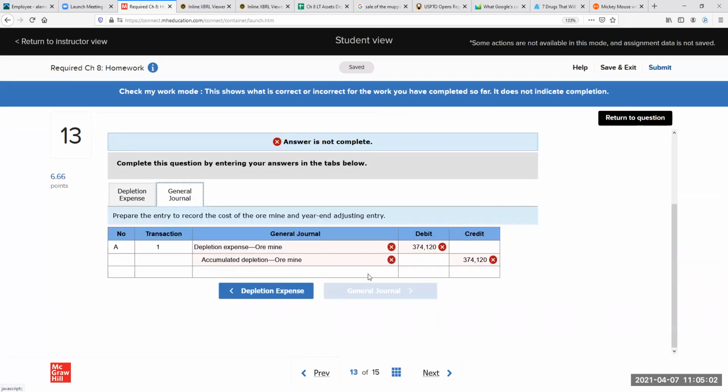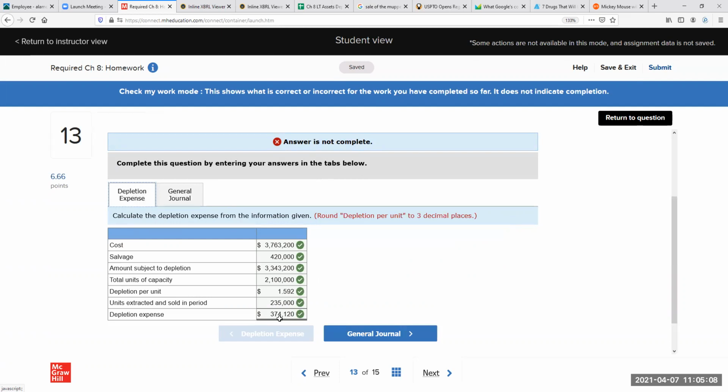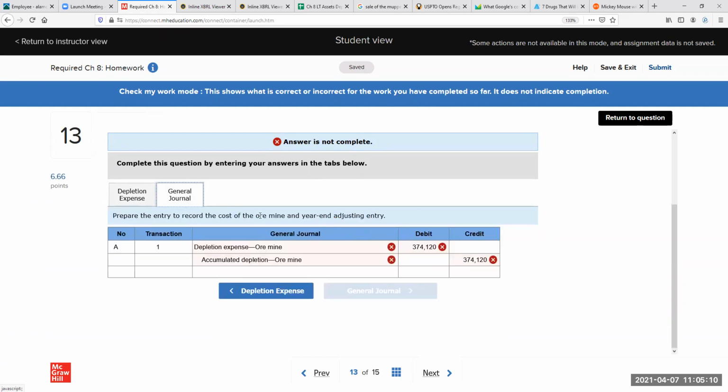Well, what did it look like? 374,120. I thought that was our number. 374,120. Prepare the entry to record the cost of the ore mine. No, I'm sorry.